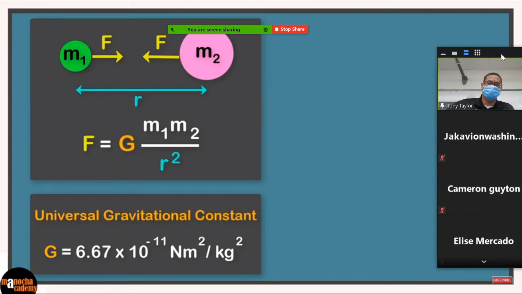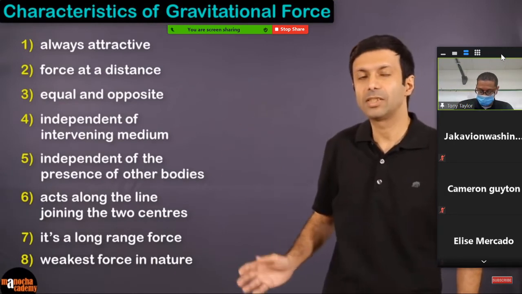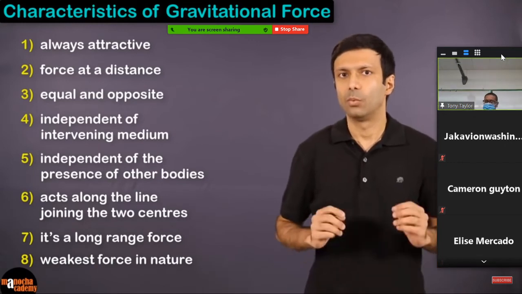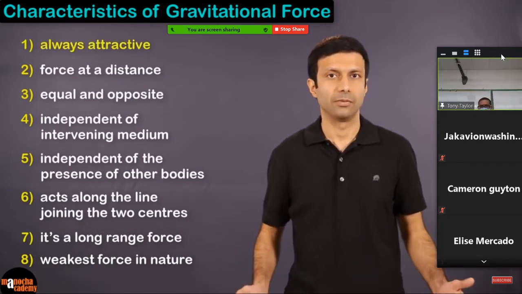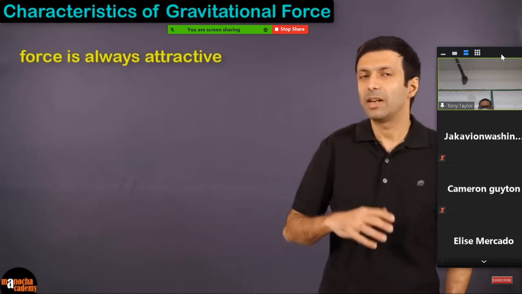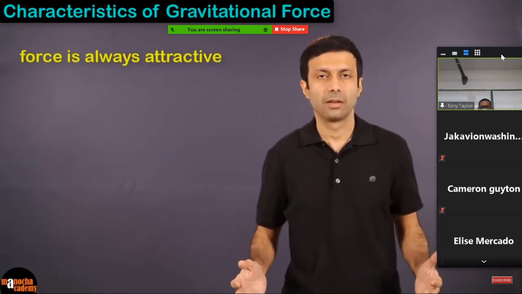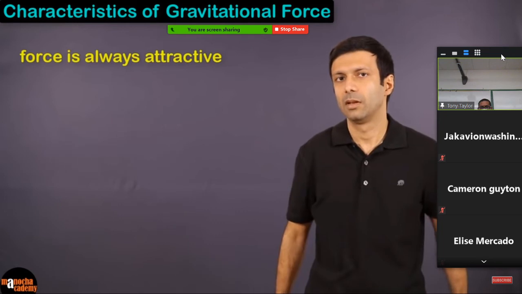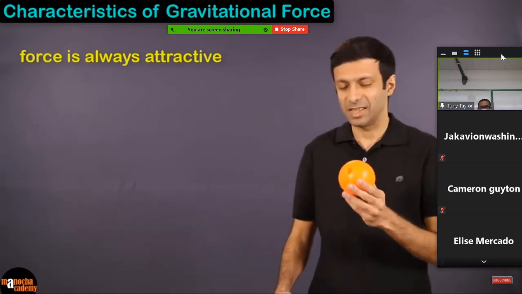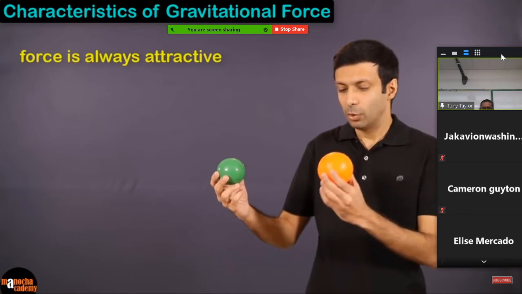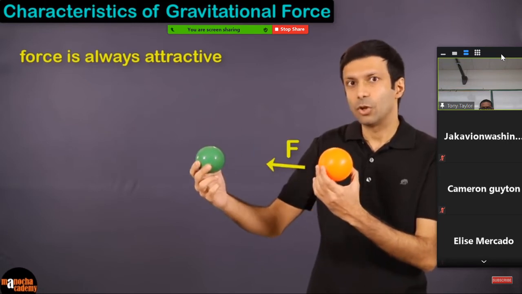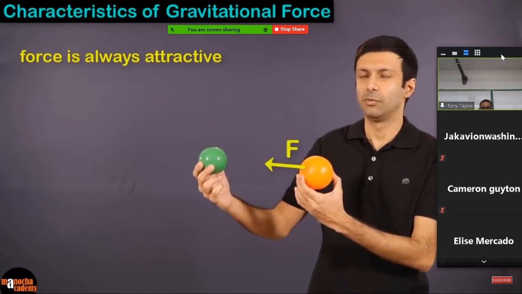Let's place the concepts we have learned so far on our concept board. Here is a list of the characteristics of the gravitational force. Let's look at each one by one. 1. The force is always attractive. We know that a magnet may attract or repel another magnet, but the gravitational force between two masses is always attractive. For example, if this is my sun and this is my earth, we know that the sun attracts the earth. But did you know that the earth is also attracting the sun with this gravitational force?